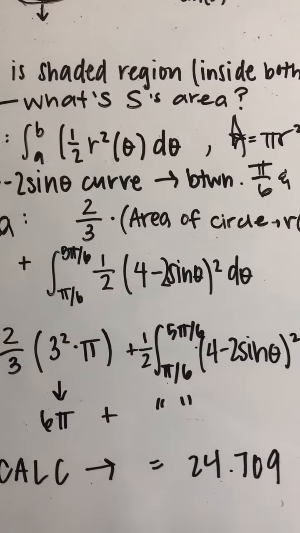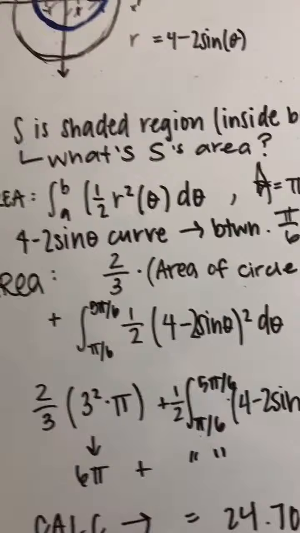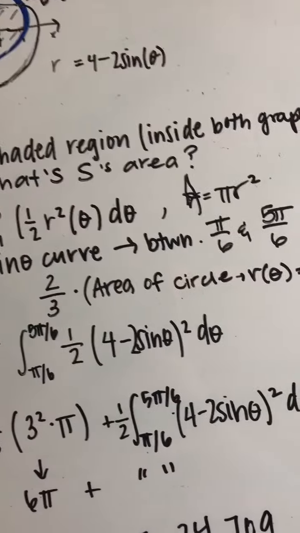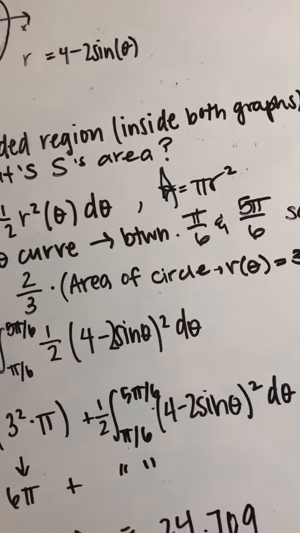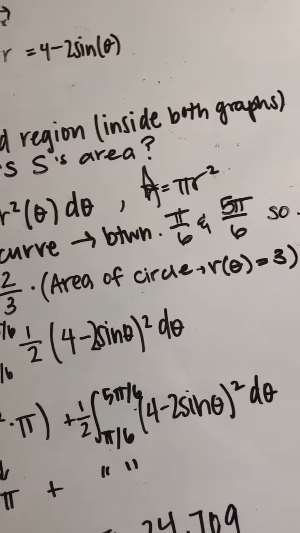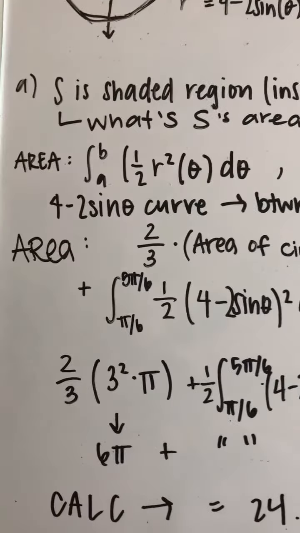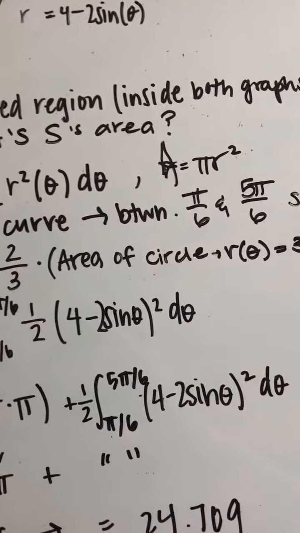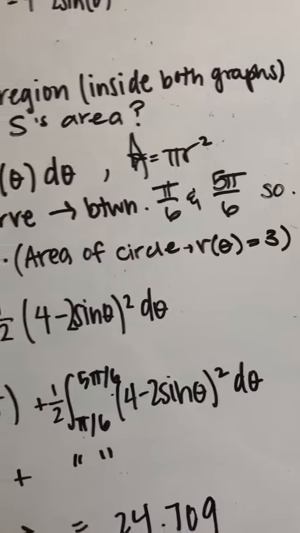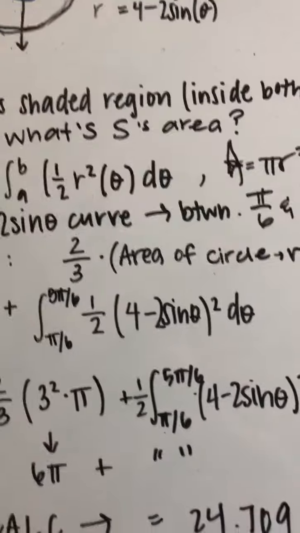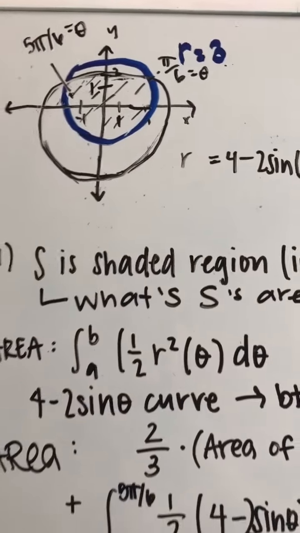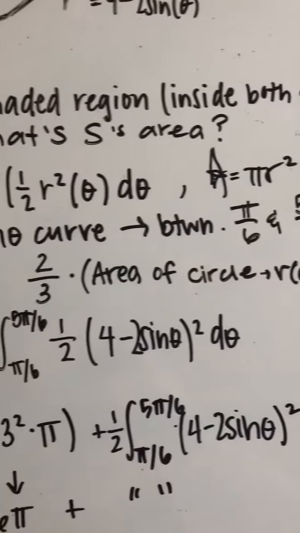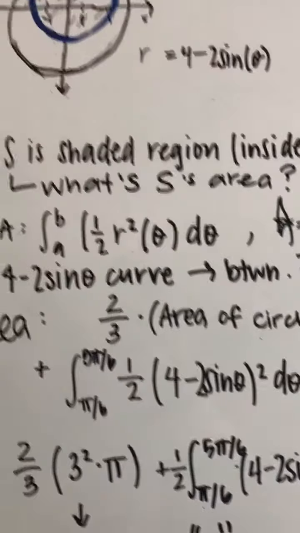For the curve r equals 4 minus 2 sine theta, it's between those two points that were given as intersections, pi over 6 and 5 pi over 6. So you're going to have to split the area into two parts. You're going to do 2/3 times the area of the circle r of theta equals 3. The reason you're doing 2/3 is because it does cut off at a certain point, as you can see. Because of the intersections given to you, you know that the space you are calculating is only 2/3.